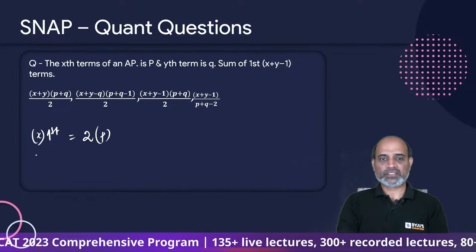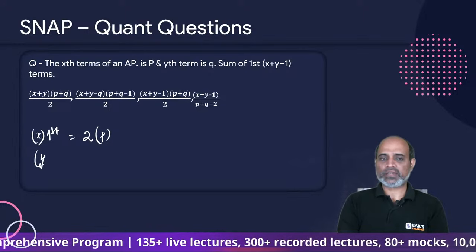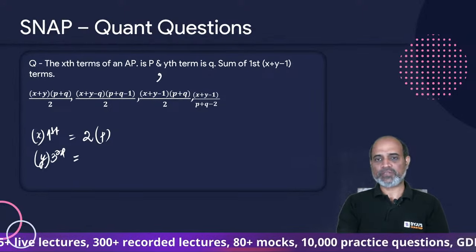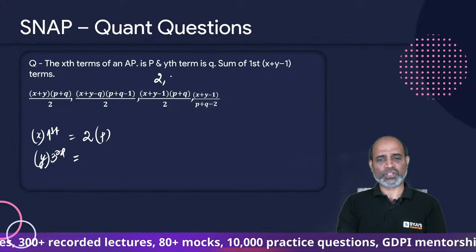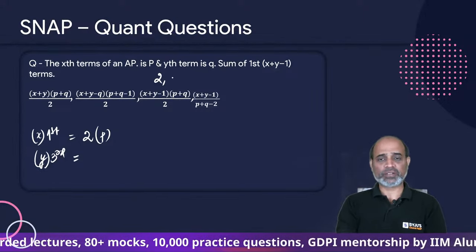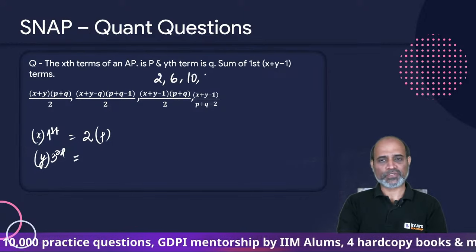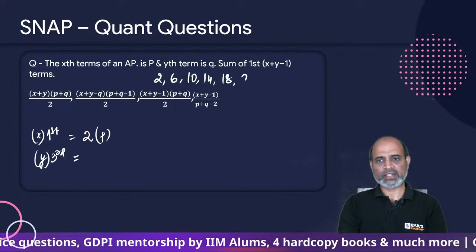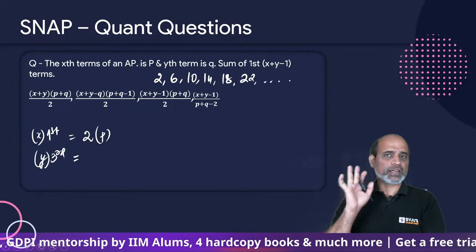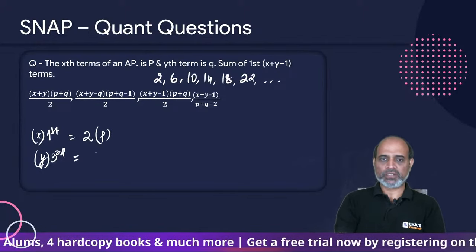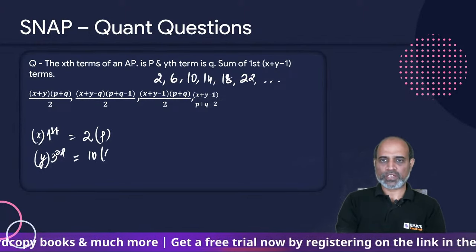And the yth term, let's take it as the third term. So I'm considering an AP which is 2, jump of 4, which is 6, jump of 4, which is 10, jump of 4, which is 14, and then 18, and then 22. So this is the AP that I'm thinking of. First term is 2, which is P. Third term is 10, which is going to be Q.